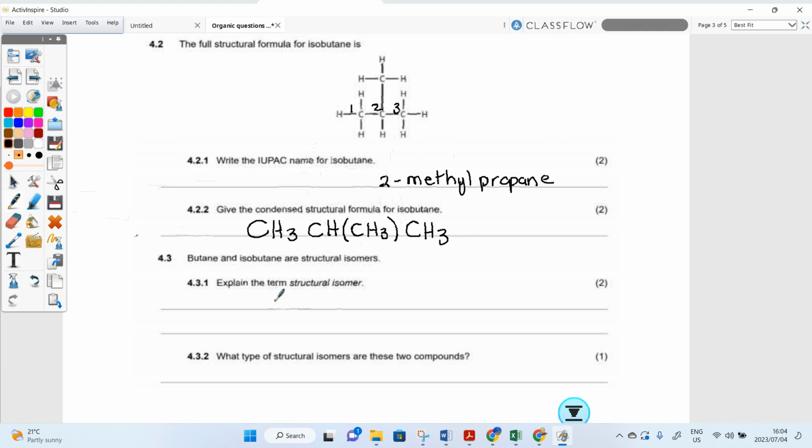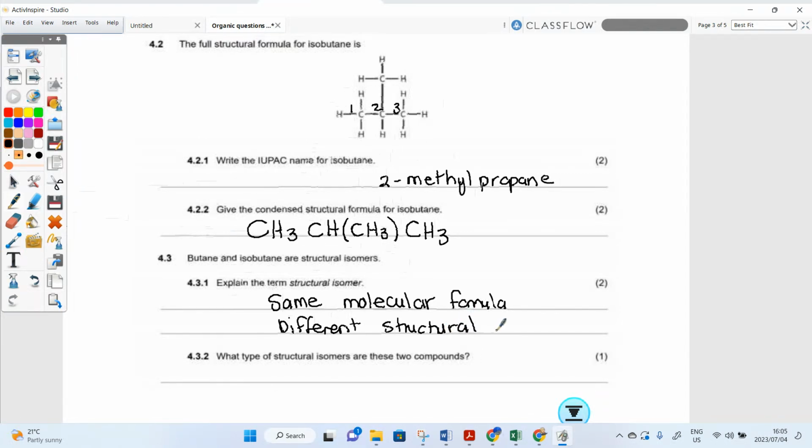An isomer, guys. The same what? Same molecular formula, but different structure. You have to say molecular. Structural formula.